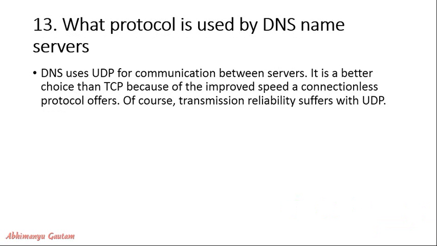What protocol is used by a DNS name server? DNS uses UDP for communication between servers. It is a better choice than TCP because of the improved connection speed. It has less protocol overhead, though of course transmission reliability suffers with UDP.